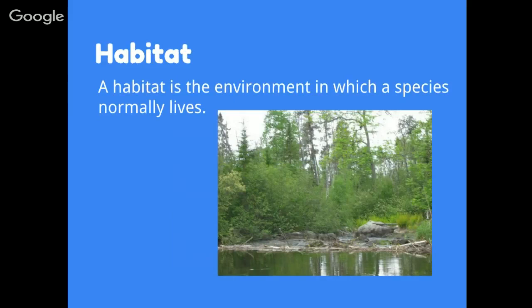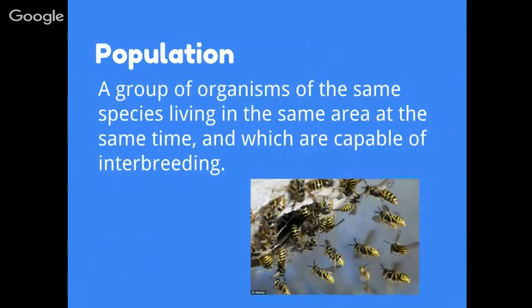A habitat is the environment in which a species normally lives. So a lot of moths live in swampy areas, so this would be their habitat. A population is a group of organisms of the same species living in the same area at the same time and which are capable of interbreeding. So, for example, all of these bees together, or hornets it looks like, would be together a population of insects.